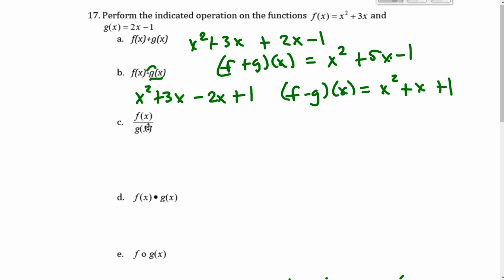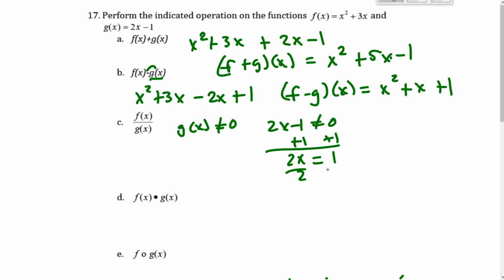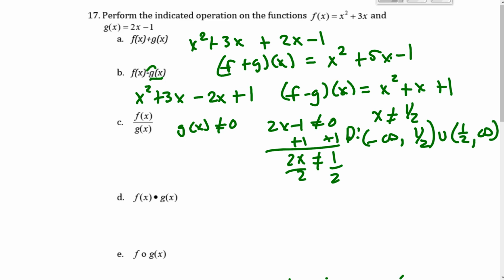Dividing, we want to go ahead and state the domain. So we go ahead and set our g of x to 0. So g of x cannot be 0 because we can't divide by 0. So we're going to take 2x minus 1 and set it equal to 0. Add 1, 2x equals 1, divided by 2. So x cannot be 1/2, so then our domain is from -infinity up until 1/2, but it can't be 1/2. And then from 1/2, which it can't be, to positive infinity. So there's our domain.